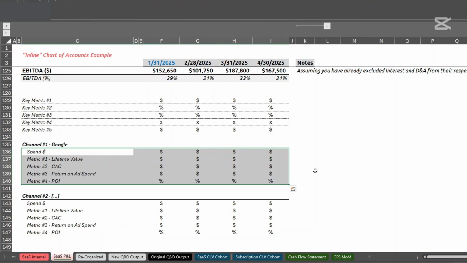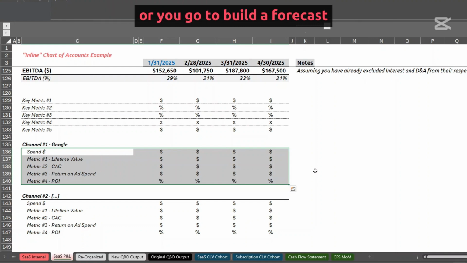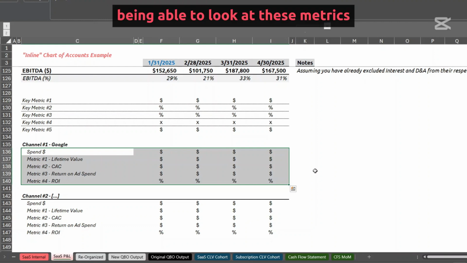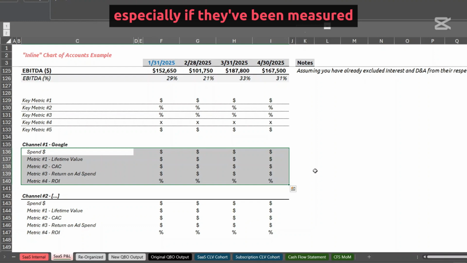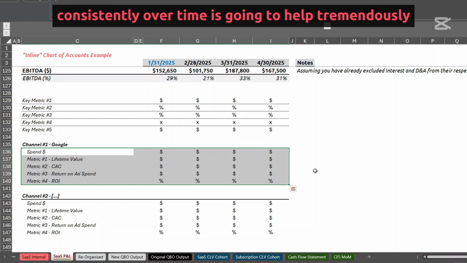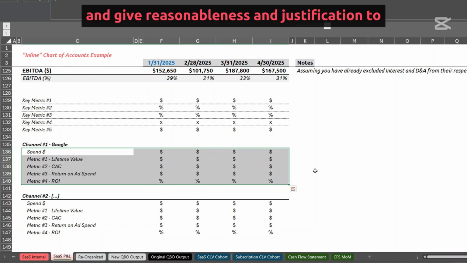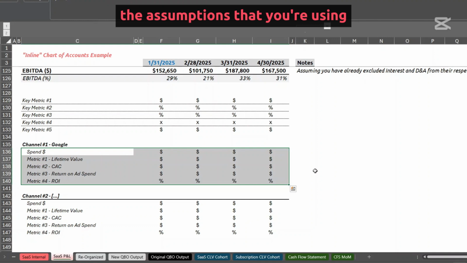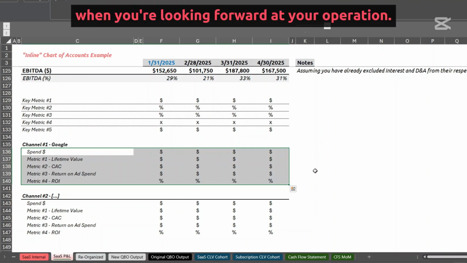The other huge advantage of doing this is that when you go to build a budget or a forecast, let's say for investors, being able to look at these metrics in a historical fashion, especially if they've been measured consistently over time, is going to help tremendously to stress test and give reasonableness and justification to the assumptions that you're using in those kinds of budgets and forecasts, when you're looking forward at your operation.